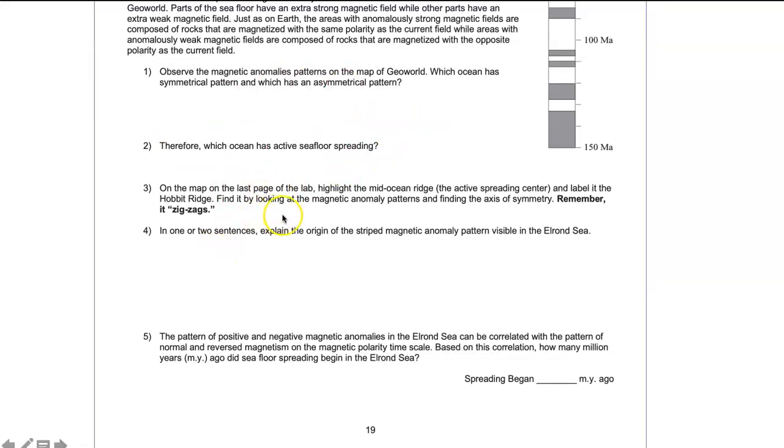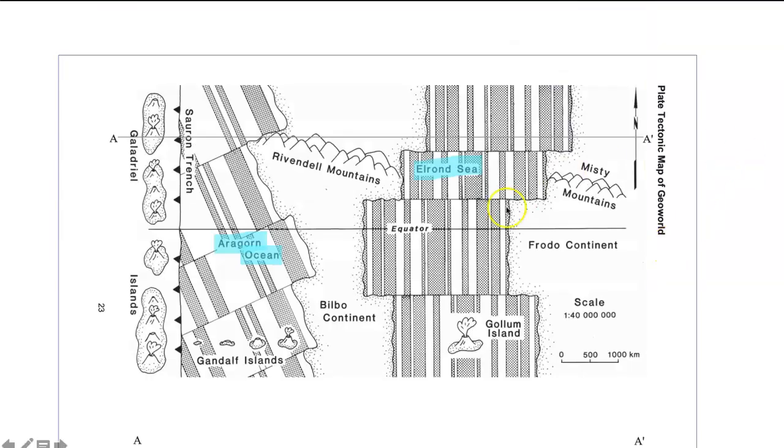It now says on the map, highlight the mid-ocean ridge and label it the Hobbit Ridge, and find it by looking for the magnetic anomaly patterns. We're going to say that this is the active ridge system since we saw a symmetric pattern, and we're going to indicate where present-day seafloor spreading is occurring. And so that's probably right in this middle place. And remember, they're all offset by little transforms. And we're going to label it the Hobbit Ridge.